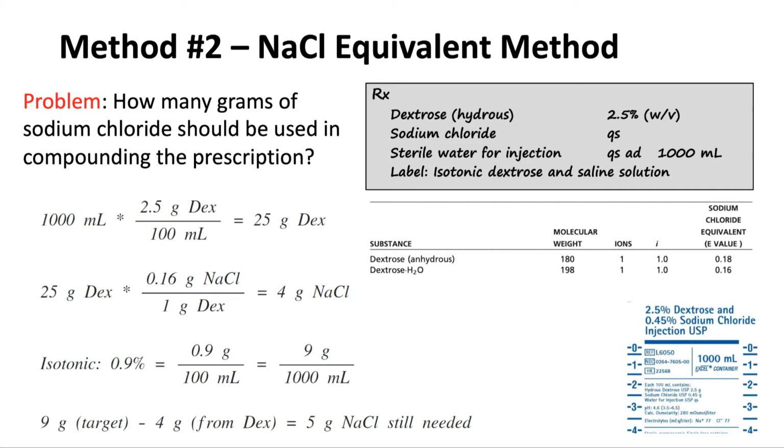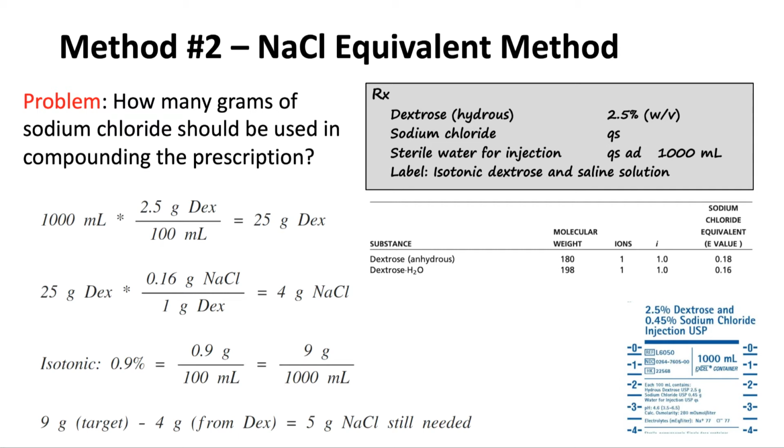Now we'll compare that to our target, and what we know our target to be is 0.9% weight per volume, which is 0.9 grams for every 100 milliliters. But since we're trying to compound 1,000 milliliters, let's multiply both the numerator and denominator by 10. So we can see that our target is 9 grams of sodium chloride for every 1,000 milliliters. So let's take our target of 9 grams, subtract the amount of sodium chloride we're getting from our dextrose, and you can see that our final answer, like it was for the freezing point depression method, is 5 grams.